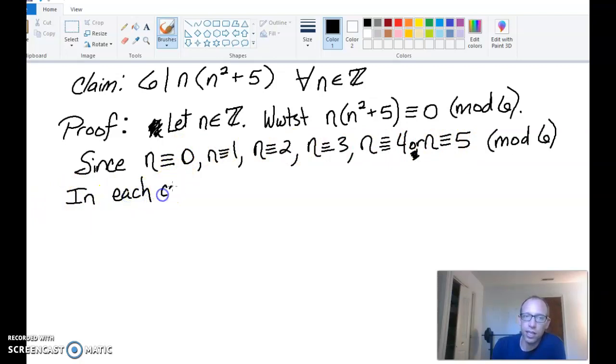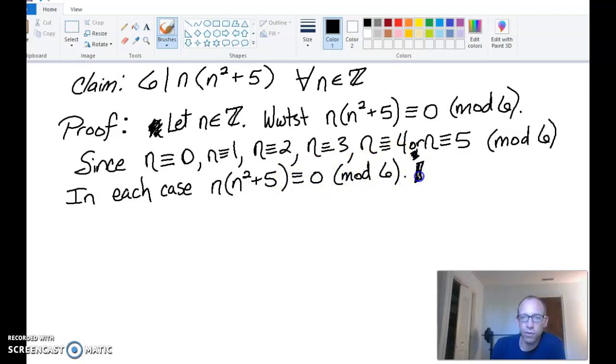In each case, we're done with the proof. So what do I mean by this? In each case, n times n squared plus 5. Well, you take any integer you want, put it through the division algorithm, and you're going to get a remainder of either 0, 1, 2, 3, 4, or 5. And then let's think about what n times n squared plus 5 equals in each of these cases.